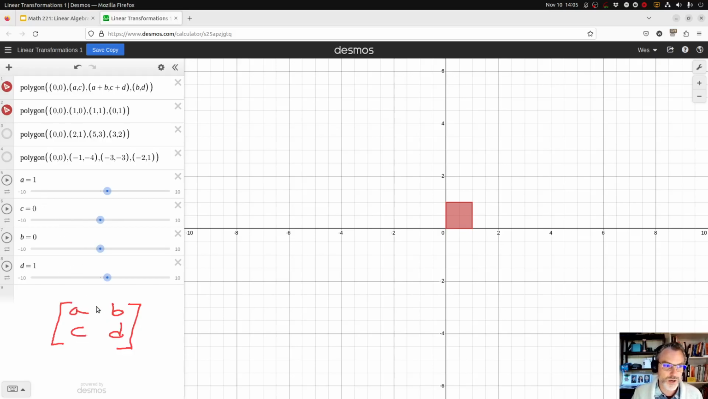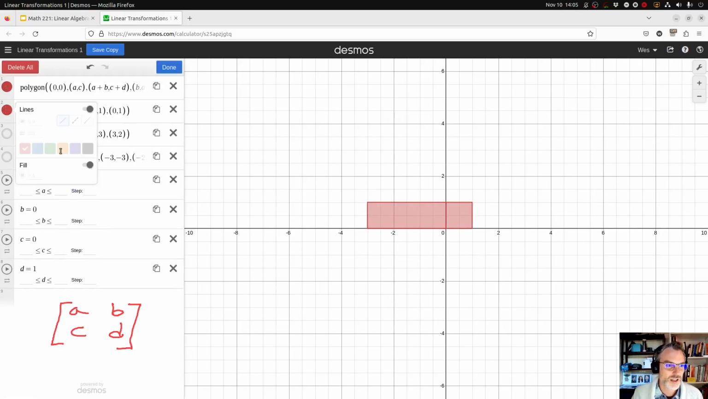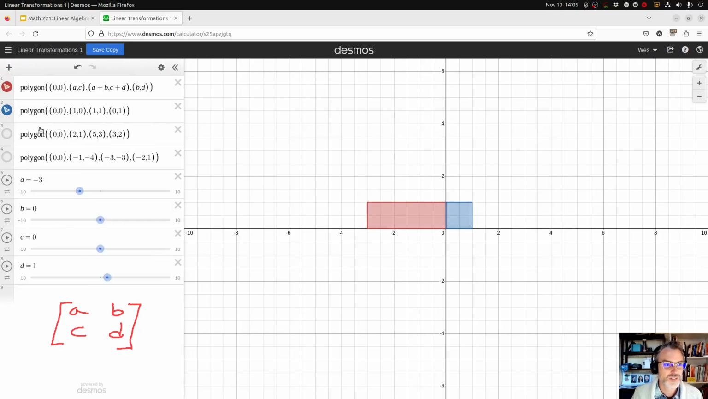So far I've got A is 1, B is 0, C is 0, and D is 1. So it's just the identity matrix now. Now let's see what happens when I increase A. Sure enough, it gives me a horizontal stretch. If I decrease it down past 0, let's change this color here so we can see its effect more clearly. You see it gives a negative stretch, so it's kind of like flipping about the vertical here. Let's return it to its position.